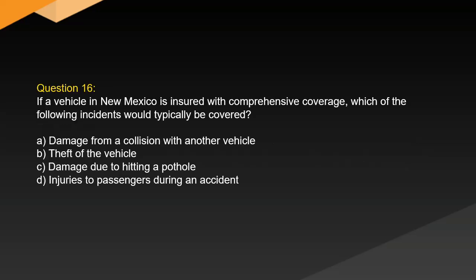Question 16. If a vehicle in New Mexico is insured with comprehensive coverage, which of the following incidents would typically be covered? A. Damage from a collision with another vehicle. B. Theft of the vehicle. C. Damage due to hitting a pothole. D. Injuries to passengers during an accident.